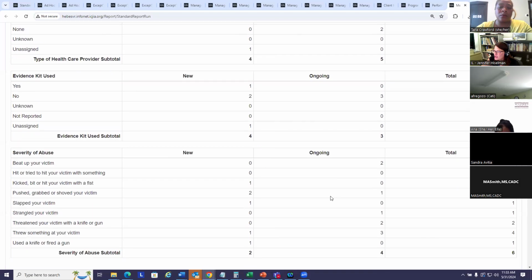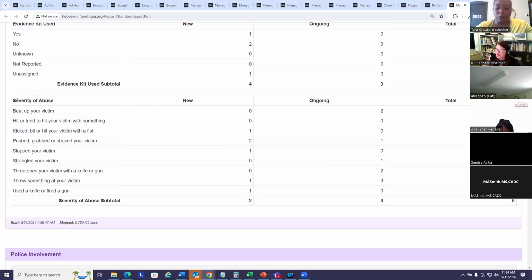However, when we get to this part, severity of abuse, these are different forms of violence your client may have experienced. Note that a client may have experienced some of these even if they didn't get medical treatment. So, going back to data entry, you can check these boxes even if the client didn't seek healthcare services.